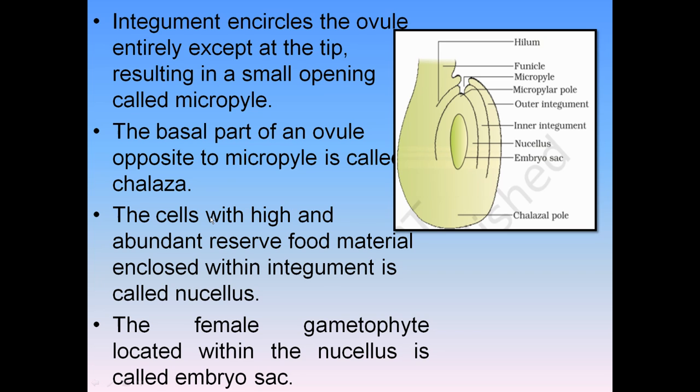The cells with high and abundant reserve food material, the nurse cells, these are referred to as nucellus. Okay. The female gametophyte located within the nucellus is referred to as the embryo sac. The embryo sac is that structure which is meant for fertilization with the pollen.